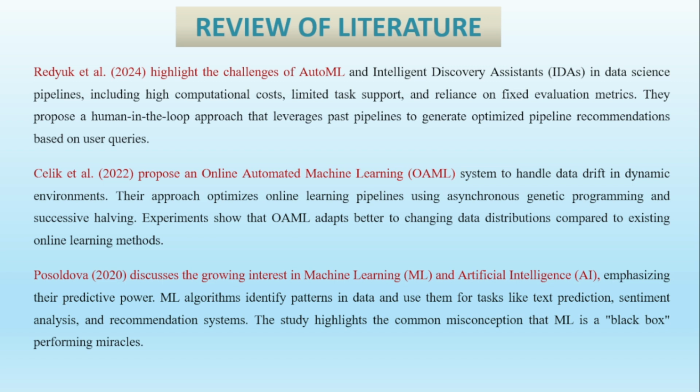Now we have captured the problem in real-world application. Data keeps changing over time, called data drift. Traditional AutoML systems struggle to adjust quickly. Now, the proposed solution: an online automated machine learning system that continuously updates models in dynamic environments, using asynchronous genetic programming inspired by evolution and successive halving, a technique to speed up model selection.